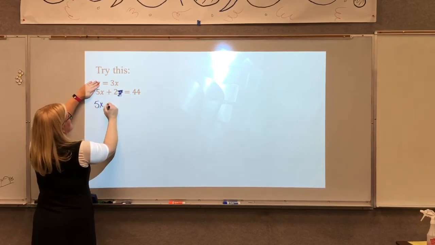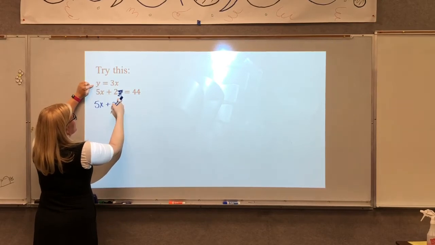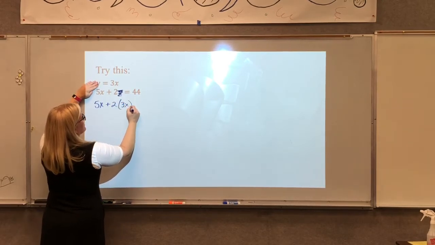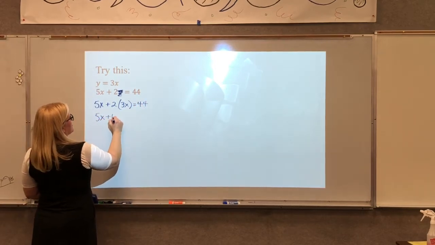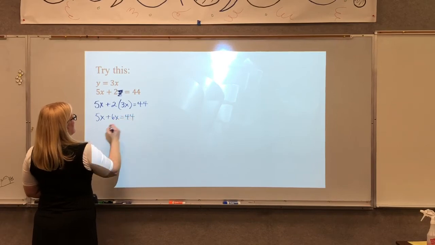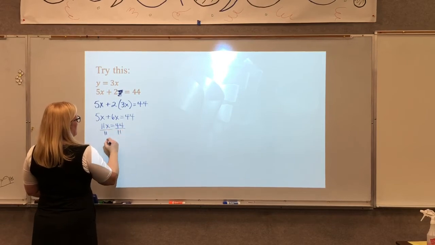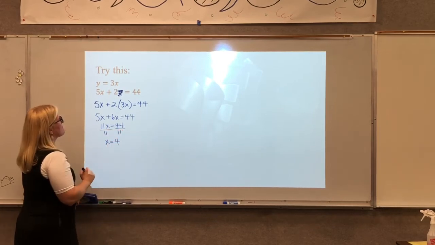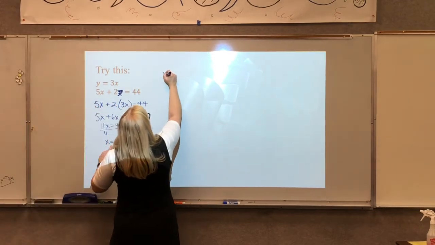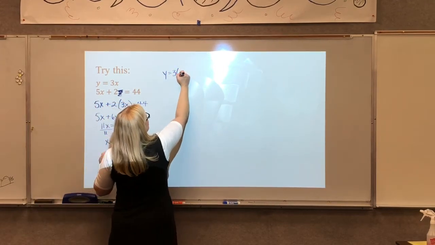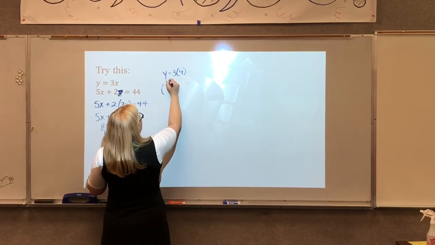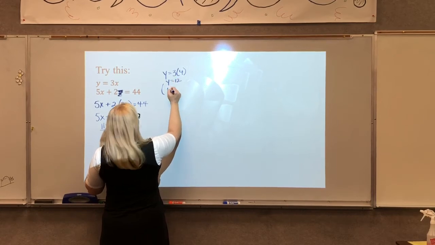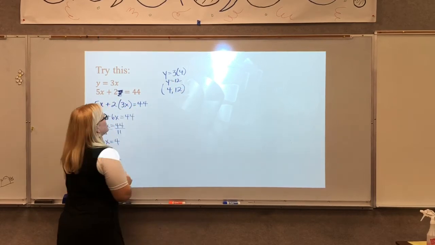So I've got 5x plus 2 times what was y, now 3x, equals 44. And now we just crunch the numbers. So I've got 11x equals 44, divided by 11, x equals 4. All right, x equals 4 and y equals 3 times x. So we've got 3 times 4. So my answer is, well, I should put y equals 12. So my answer is 4, 12.